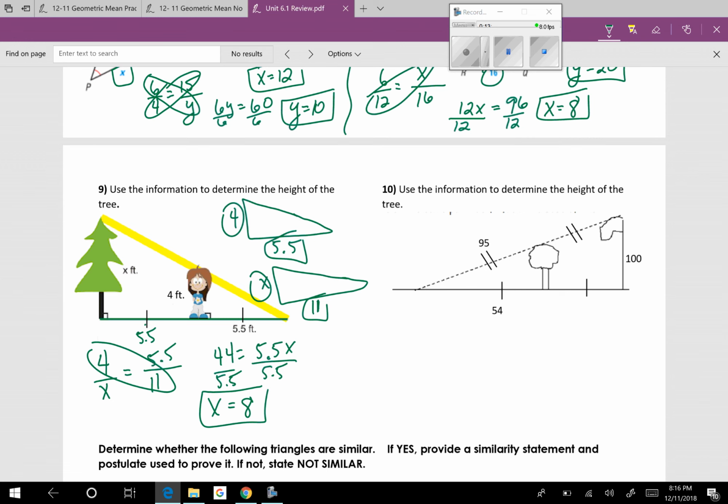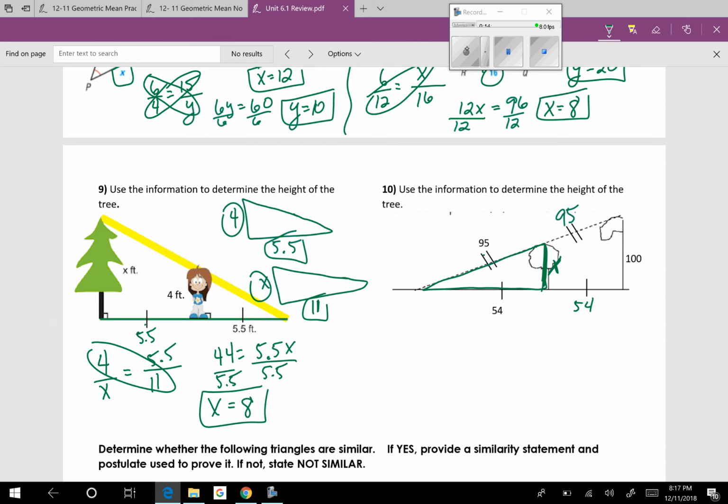All right, number 10. Same thing here, except this one, they're giving us different tick marks. So this part here is 95, and from here, from the tree up to the flag, this is also 95. And on this section here, this part's 54. This part is also 54. So your small triangle has the 95 and the 54, and then our x.